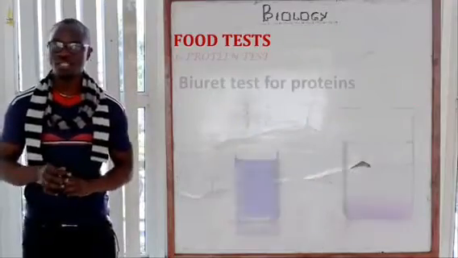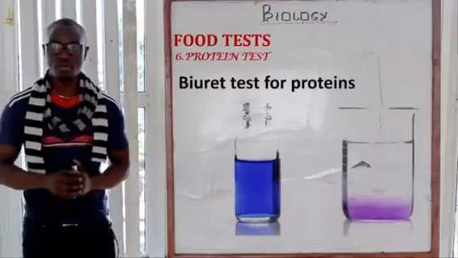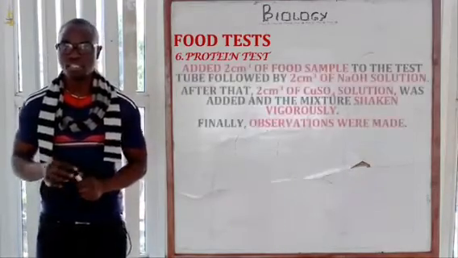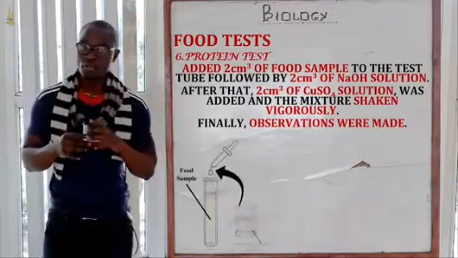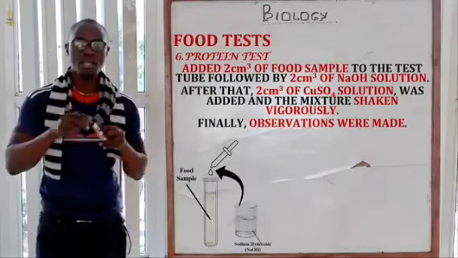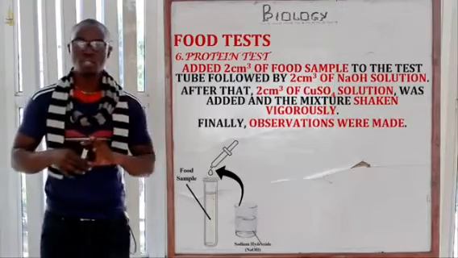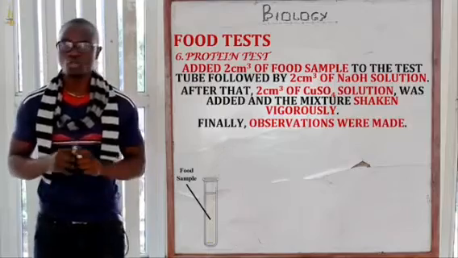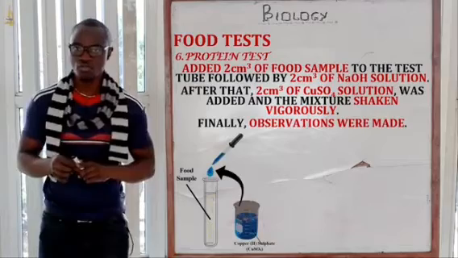Then lastly, let's look at the protein test. How do we test for proteins? We have two tests here, and we are going to begin with the first one, which is called the biuret test. In the biuret test, we take the food sample and place it inside the test tube. Then we add about an equal amount of sodium hydroxide into the test tube. After that, the last step is to add about 2 centimeters cubed of copper 2 sulfate solution to the test tube.